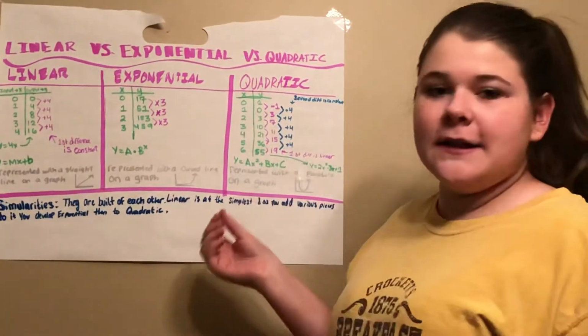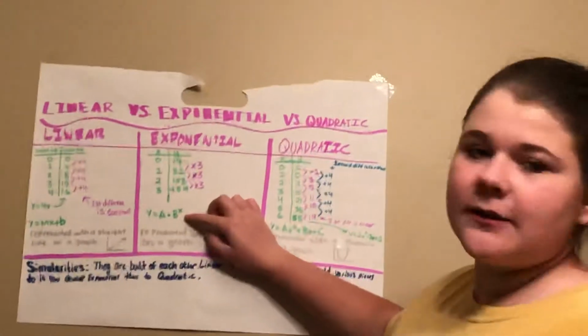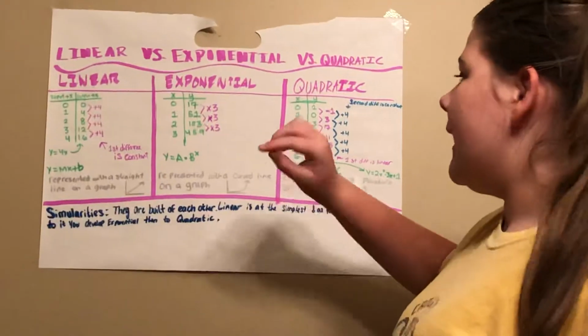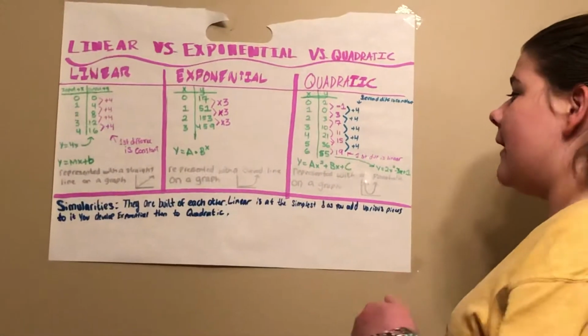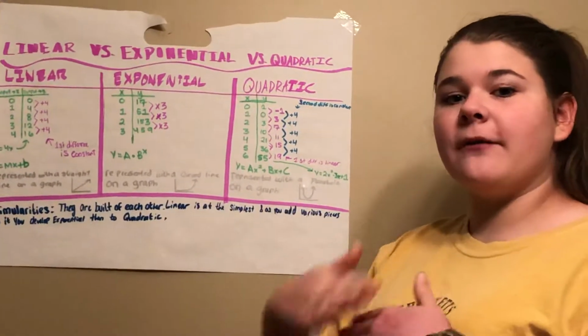In order to write these equations, the format would be y equals a times b to the x. And when you represent it on the graph, it is a curved line that almost hits an x value, but never ever reaches it.